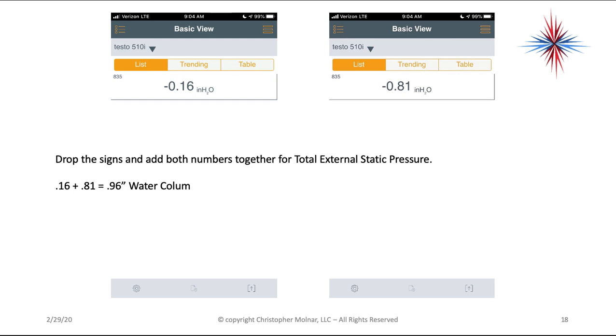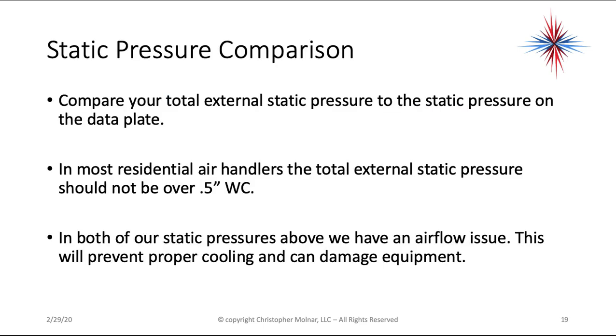In this case, we're going to drop the signs and add both numbers together for total external static pressure. 0.16 plus 0.81 is 0.96. Then you want to compare your total external static pressure to the static pressure on the data plate. In most residential air handlers, the total external static pressure should not be over 0.5 inch water column. That's what the systems are tested and designed for. In both of our static pressures above that I showed you on the prior slides, we have airflow issues. This will prevent proper cooling and can actually damage equipment.